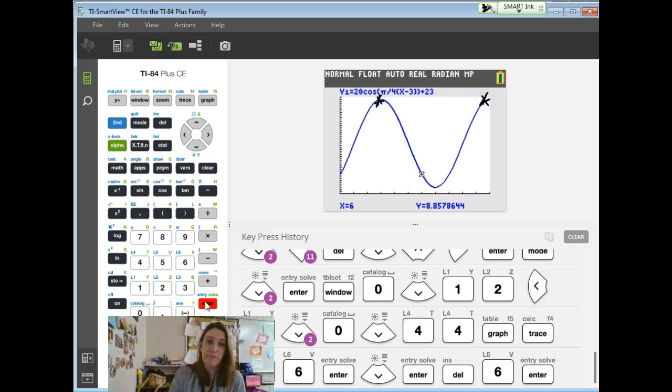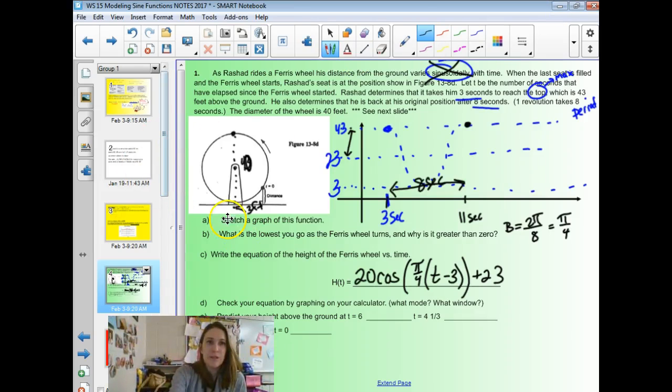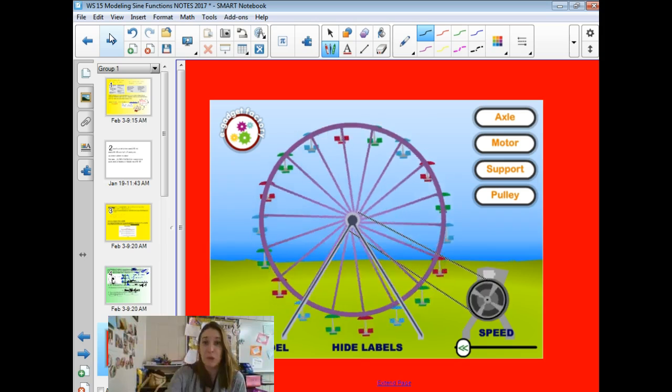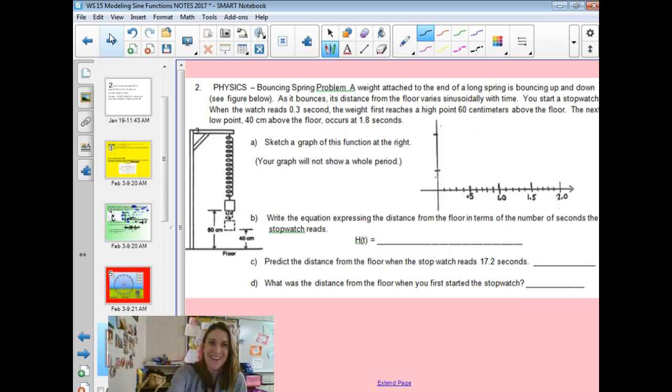I usually use my graph because my table is not usually set up in ask mode, but that's up to you. All right. So sorry, I kind of fumbled through the beginning of that. My bad. Let's take a look at the next question.